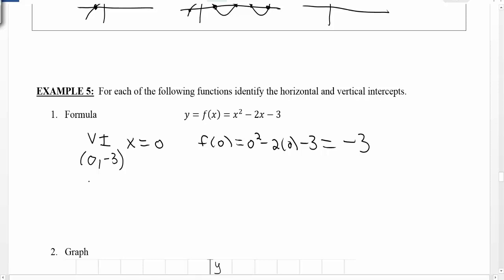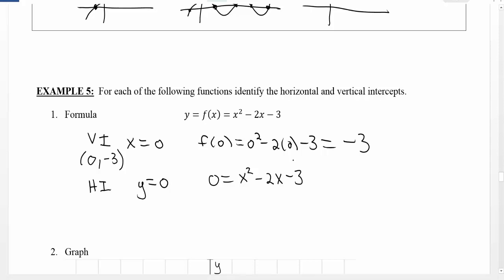Remember, our horizontal intercept, which I'll write as hi, is going to happen when y equals 0. So if we take y and set it equal to 0, we have 0 equals x squared minus 2x minus 3. So here we have a quadratic function, which means you're probably going to want to factor this to find the roots. When you factor a quadratic equation, you are looking for two numbers that multiply to give you the last term, but add up to give you the middle term. So here, I'm going to get x minus 3 and x plus 1.